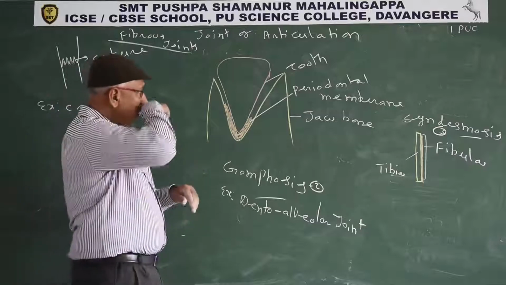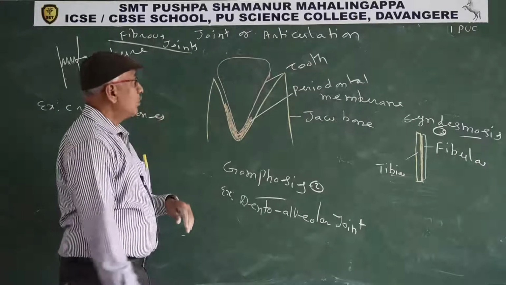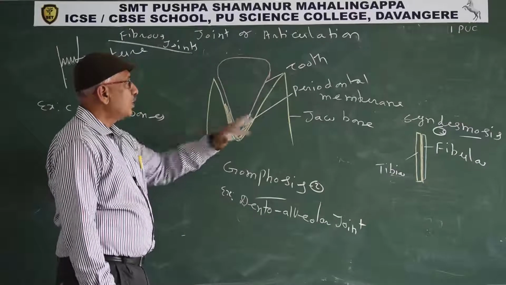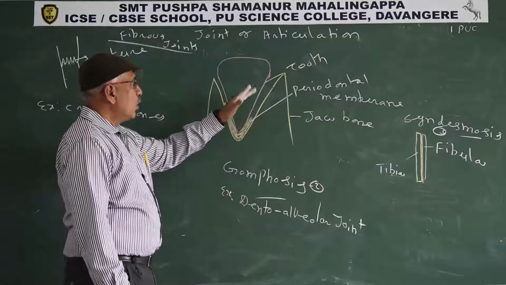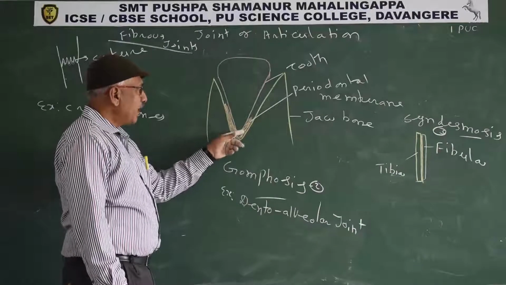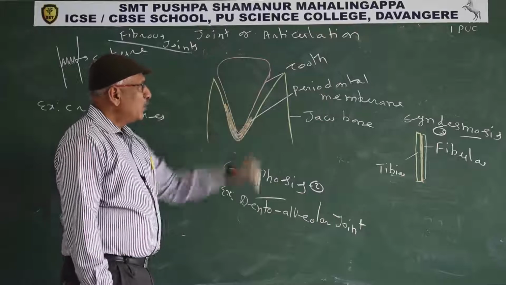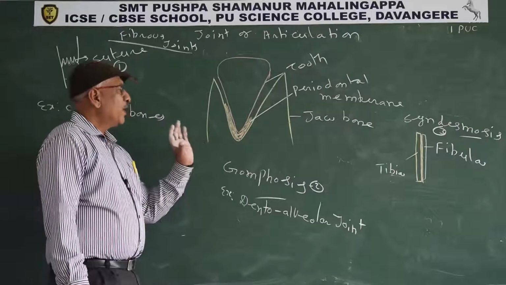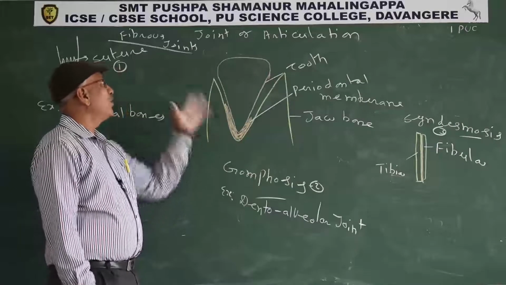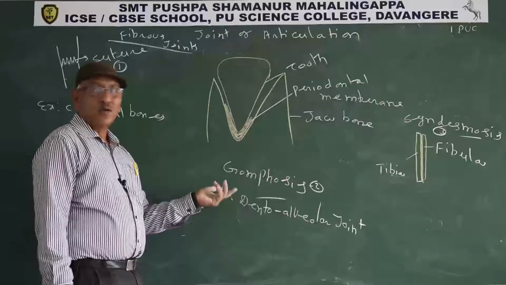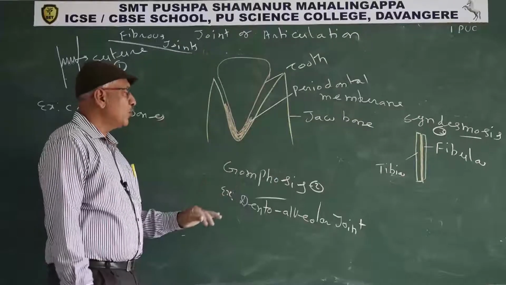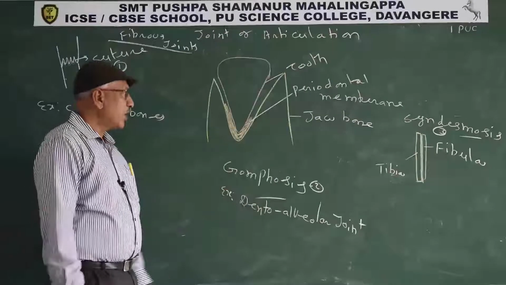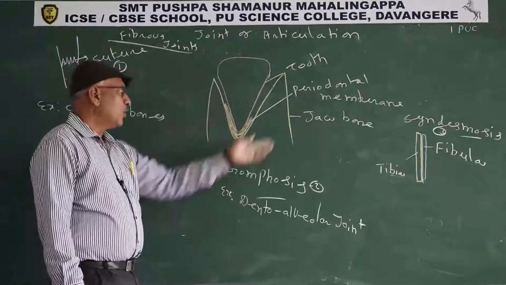Next one, gomphosis. In gomphosis, one bone permanently attaches to another bone with the help of a fibrous joint. So gomphosis is another example of a fibrous joint. In this joint also the two bones are immovable. Example, dentoalveolar joint, tooth and one bone.